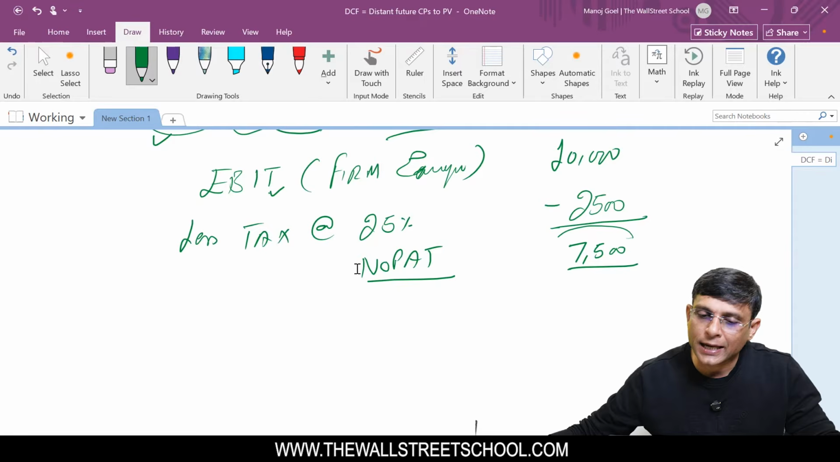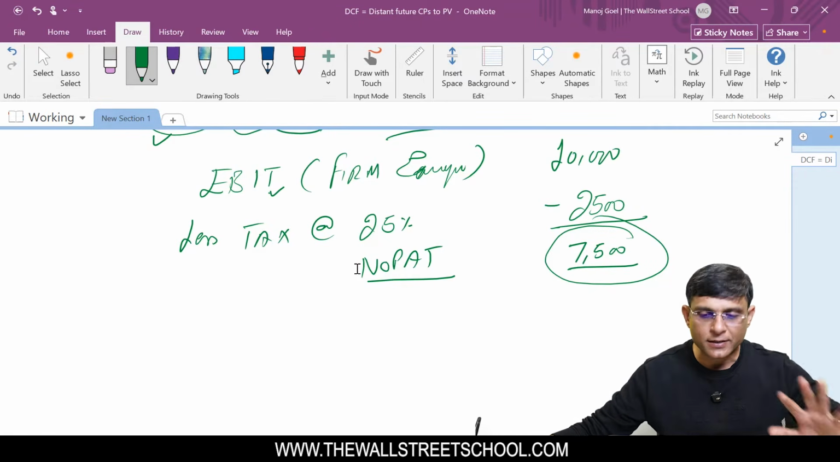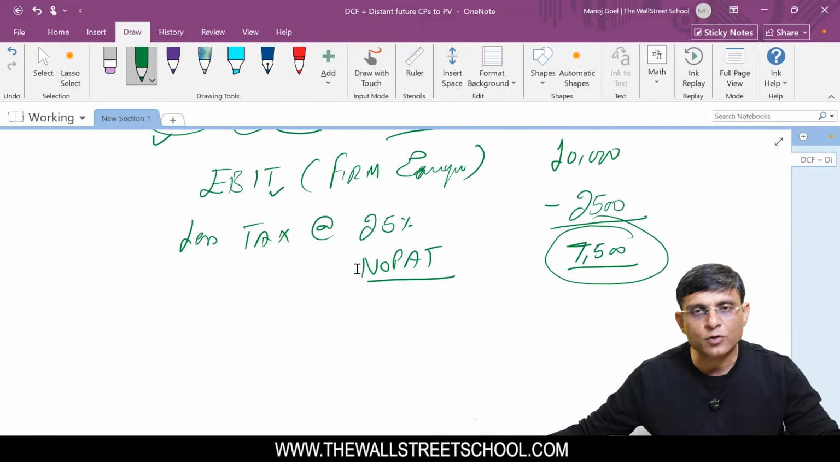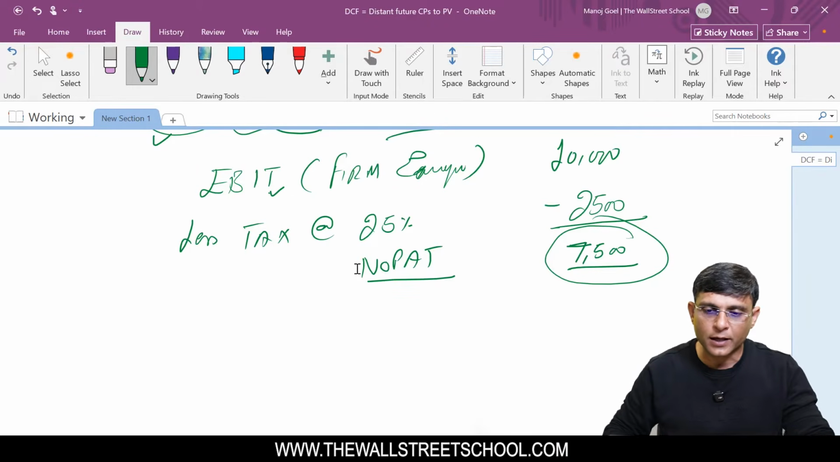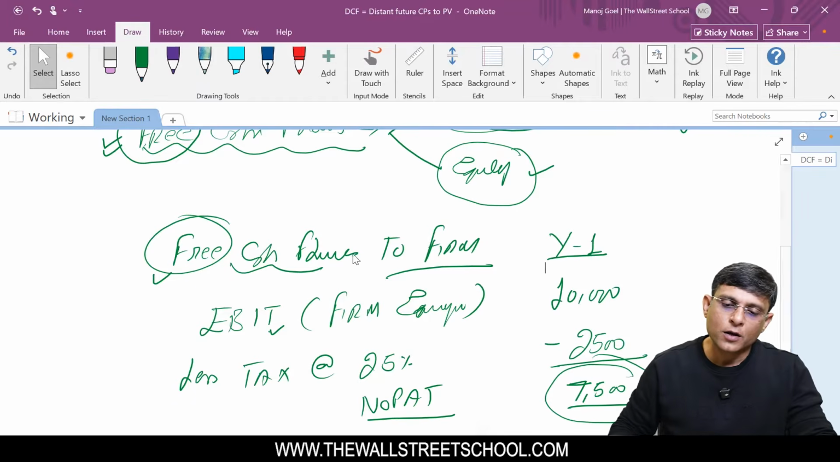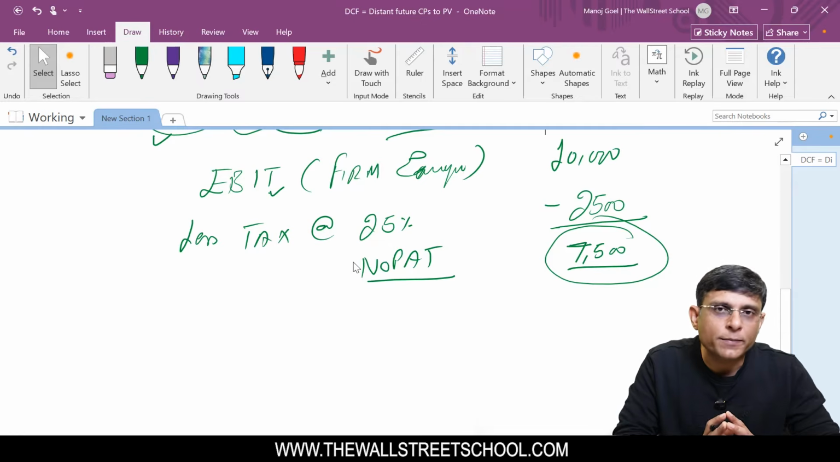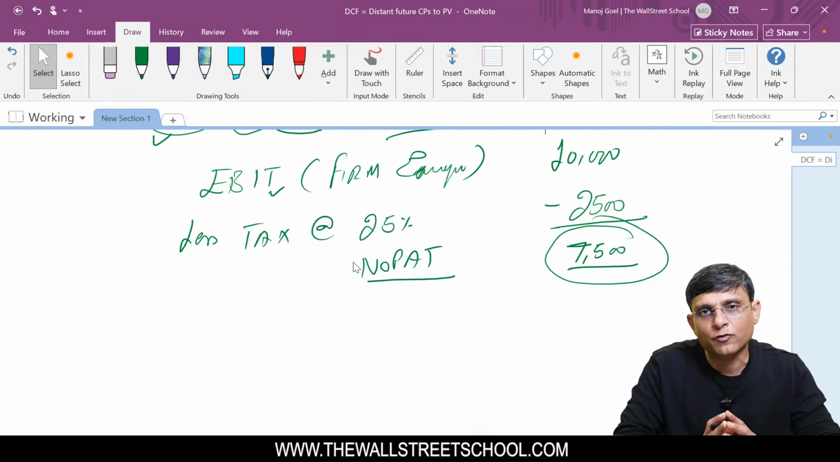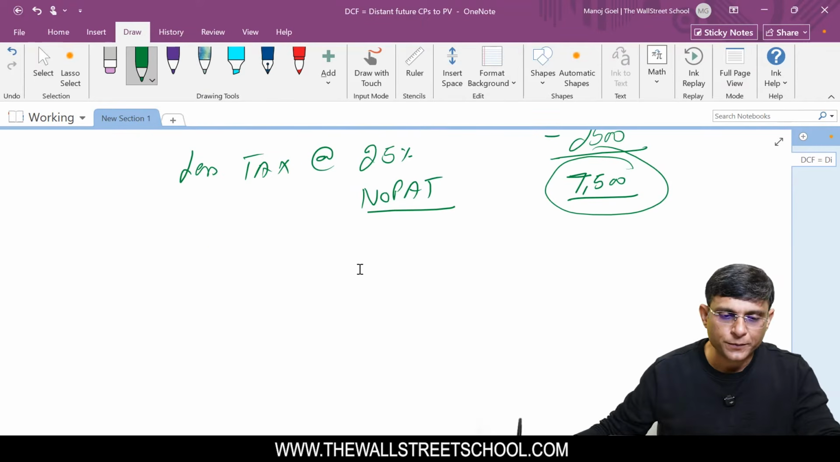Now, can I distribute this 7,500 crores to my equity and debt holders? The answer is no. Because out of this 7,500 crores which your business has earned in a particular year, say I'm calculating this free cash flow for year 1, I need to retain something in my business. This is not a free cash flow, because if I distribute this entire earning to my stakeholders, my business will not be able to grow. So what I'll do, I'll make 3 adjustments here.